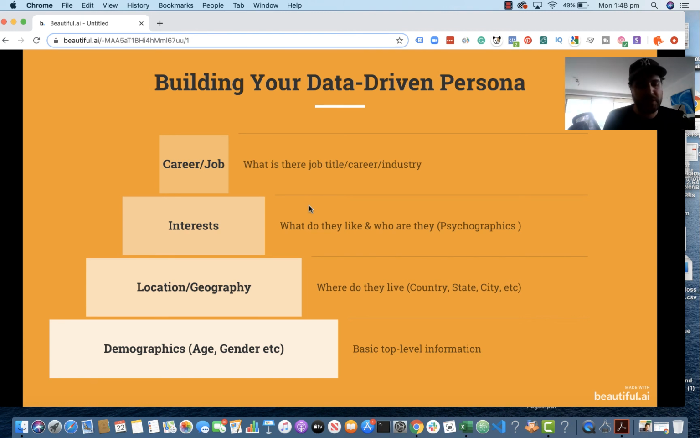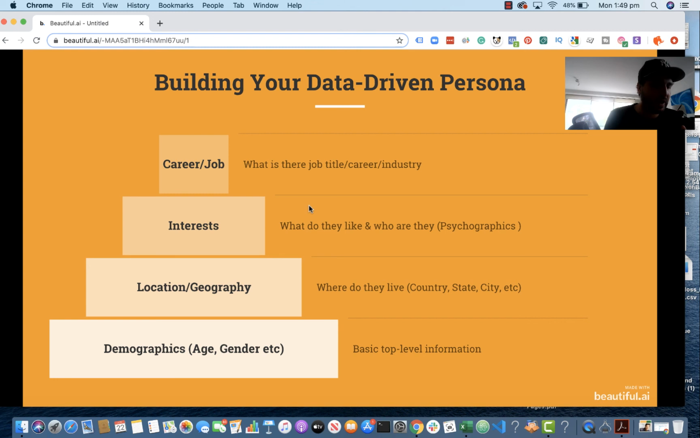Using all these different methods, like I said, using the different tags to install, using Google Analytics, Facebook Pixel, LinkedIn Insights tag, you can then build a more holistic idea of who your customer is with real data. So you've got demographics, age, gender, you've got location, geography, you've got interests, so more psychographics. What do they actually like to do? Who are they? Where do they hang out? What do they read? Etc., etc. And then also career and job. So what is their job title? What career are they in? What industry? How big is their company? You've got all this information now because you've got all these pixels installed.